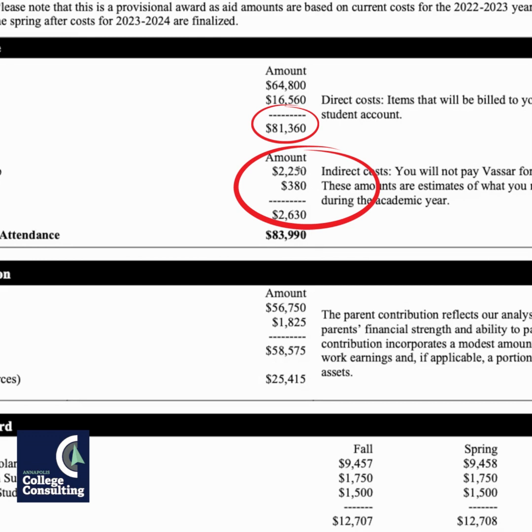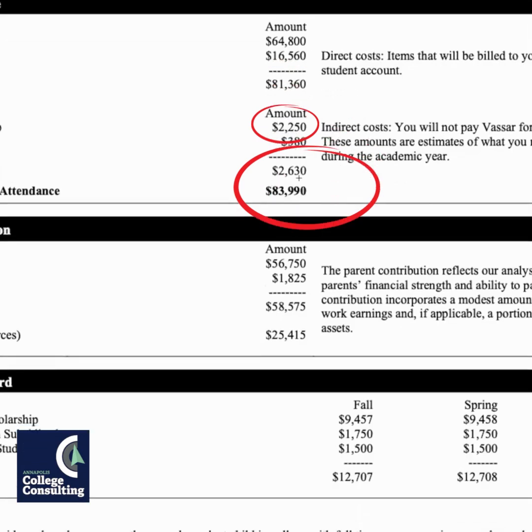It's funny, it looks like it costs less to hang out at Vassar with your books and your personal expenses than it did at the other school. So now this student comes down where the cost of attendance, COA, is $83,990.